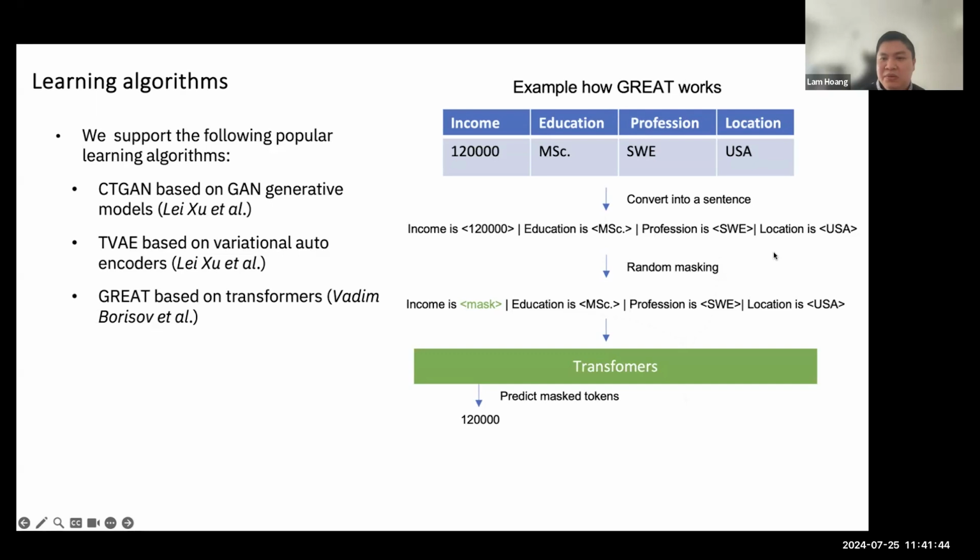And then he does random masking, like the regular masking when we train a language model, just masking the value rather than the header, and then asking the transformer to predict the masked value.